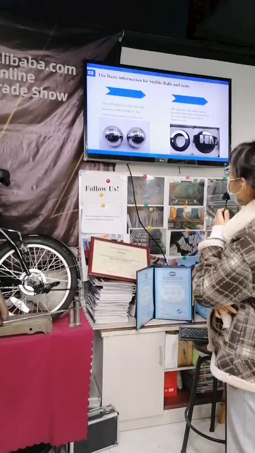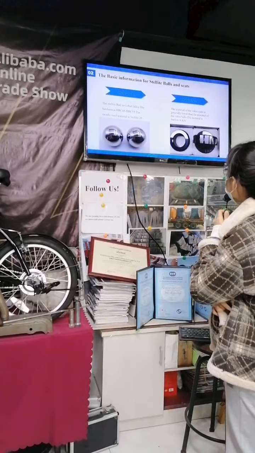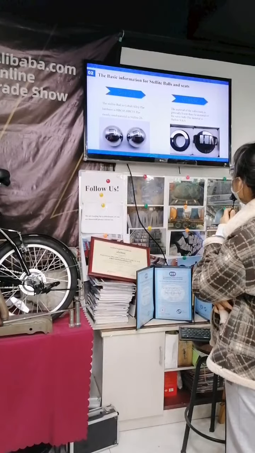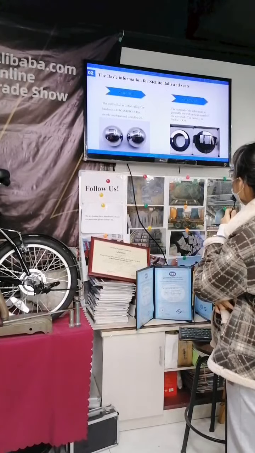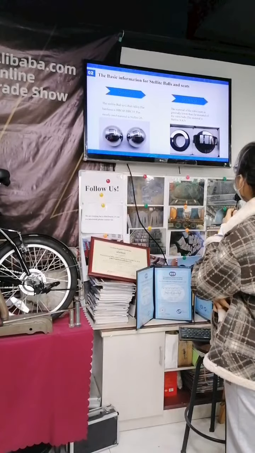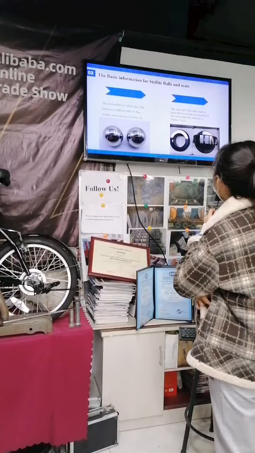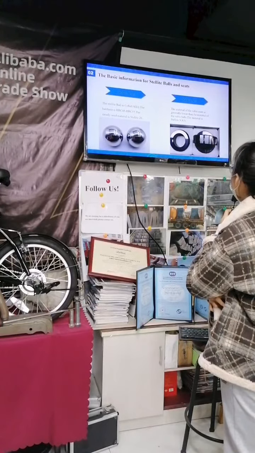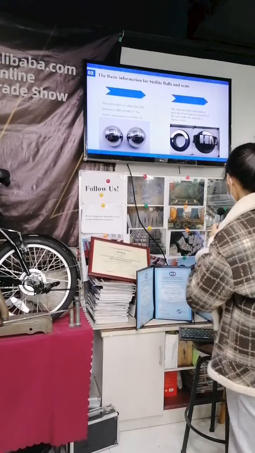The most used material is stainless steel. The material is stainless steel.